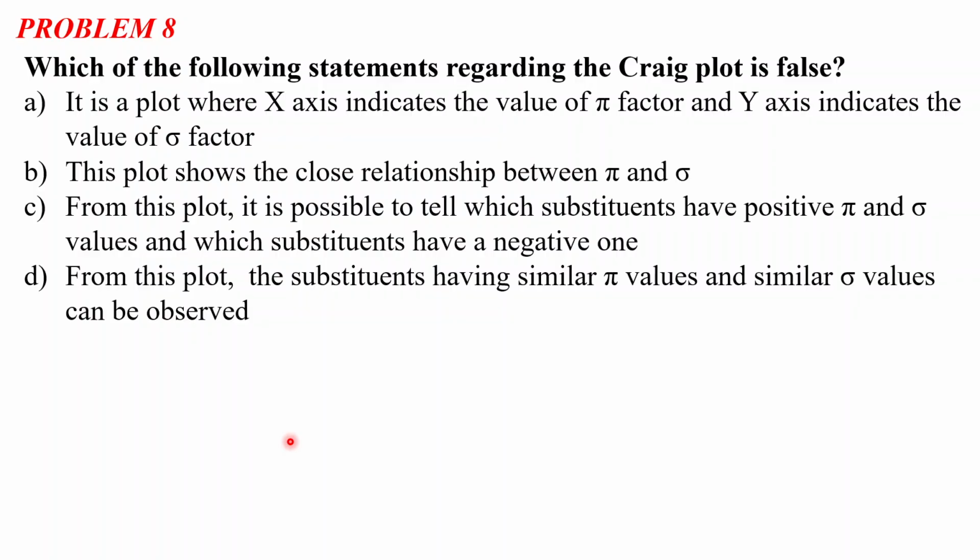Again, I will repeat. Number A, it is a plot where the x-axis indicates the value of the pi factor, and the y-axis indicates the value of the sigma factor. Number B, the plot shows close relationship between pi and sigma. Number C, from this plot, it is possible to tell which substituents have positive pi and sigma values and which substituents have a negative one. And number D, from this plot, the substituents having similar pi values and similar sigma values can be observed.